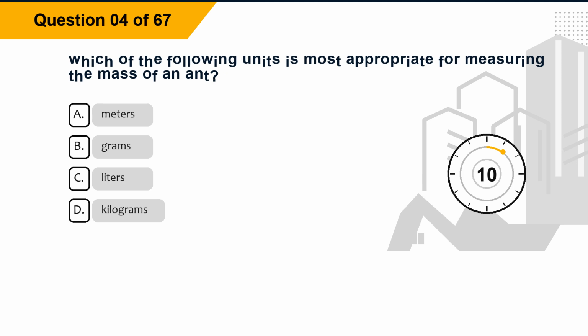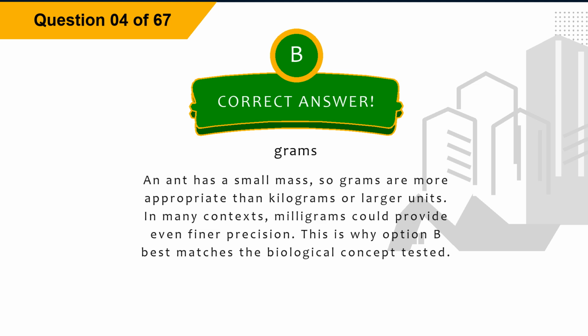Question 4. Which of the following units is most appropriate for measuring the mass of an ant? Option A, meters. Option B, grams. Option C, liters. Option D, kilograms. The correct answer is option B, grams. Explanation. An ant has a small mass, so grams are more appropriate than kilograms or larger units. In many contexts, milligrams could provide even finer precision. This is why option B best matches the biological concept tested.